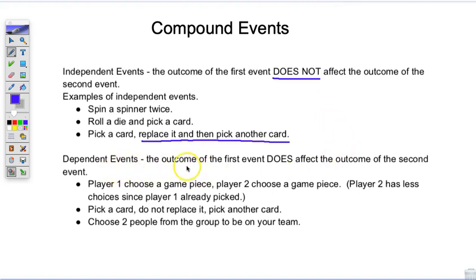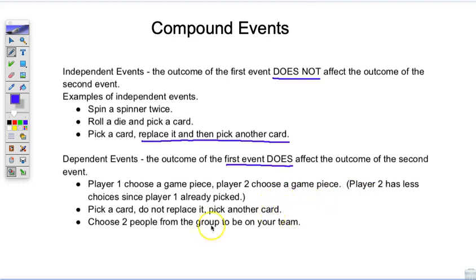Dependent events is where the outcome of the first does affect the outcome of the second. So for example, let's say player one, you guys are playing maybe Monopoly and you choose a game piece. So maybe someone picks the car for the game piece in Monopoly. Player two then chooses a game piece. Since he did not have the option of choosing the car because it was picked already, these are dependent events. So player two would then have to pick another game piece other than the car.